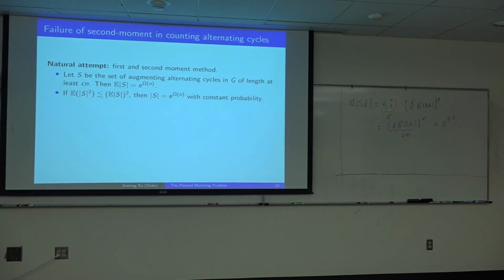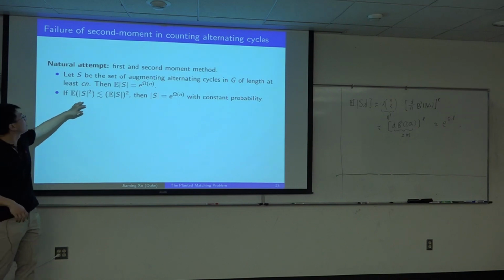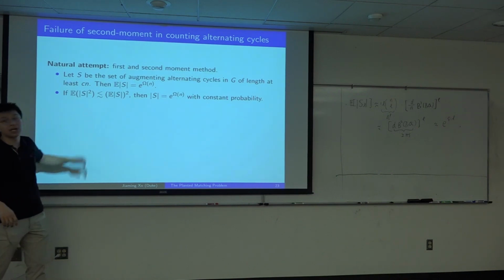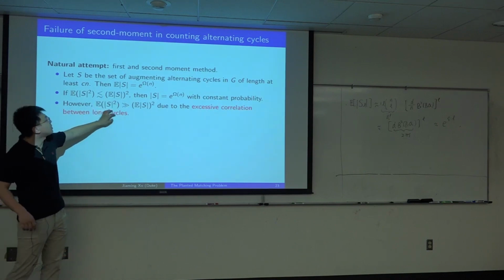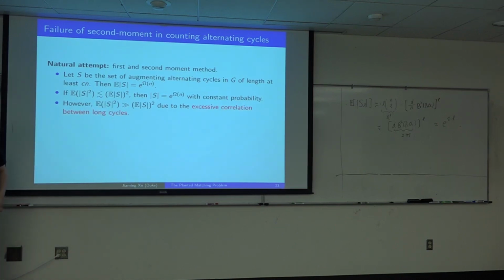But now, if you can further show the second moment is actually upper bounded by some constant times the mean square, then you can use, for example, the Paley-Zygmund inequality, and now you can quickly conclude that the cardinality of S is indeed exponentially large with constant probability at least, right? But now it turns out that for this problem, this is actually not a feasible approach. The reason is that the second moment is actually much, much larger than the mean square.